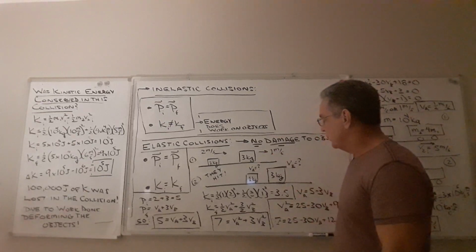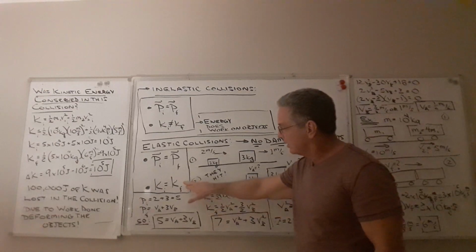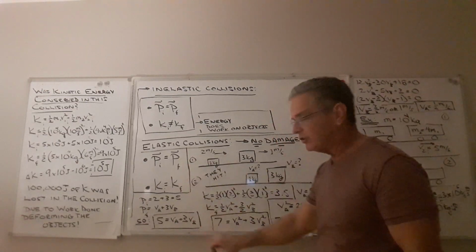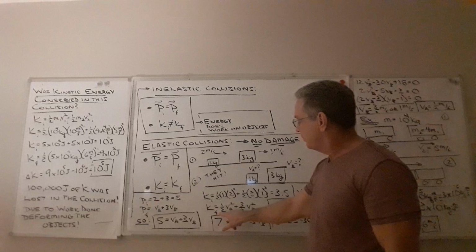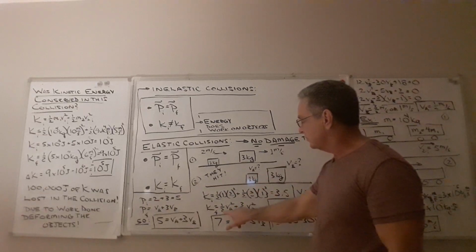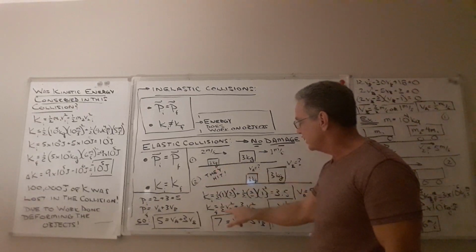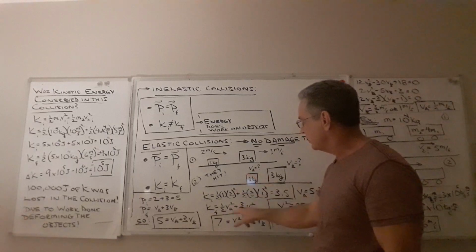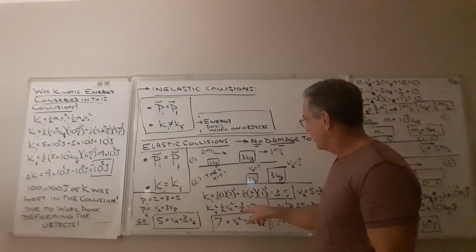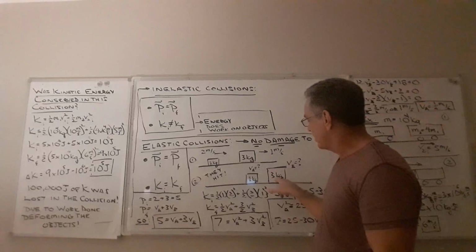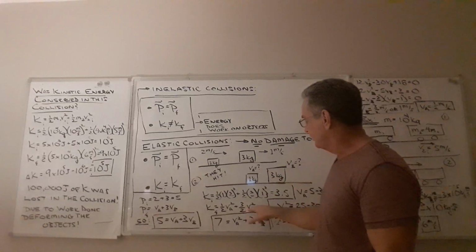before they collide. Well, after they collide, if it's an elastic collision, then the kinetic energy has to be the same, but we don't know what the velocities are after the collision, so it's going to be 1/2 times the mass, 1 kilogram, times VA squared, plus 1/2 times the mass of the other object, 3 kilograms, so 3/2 VB squared.